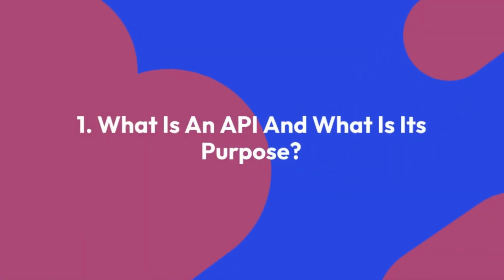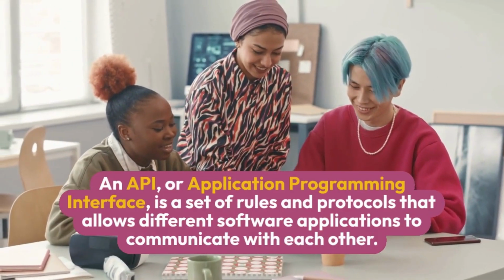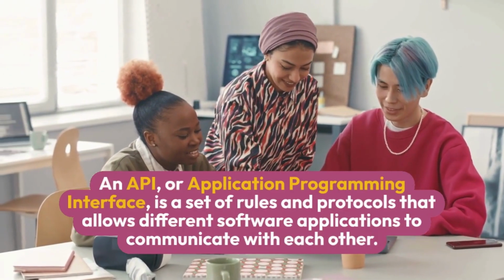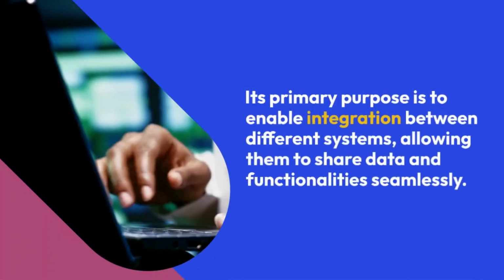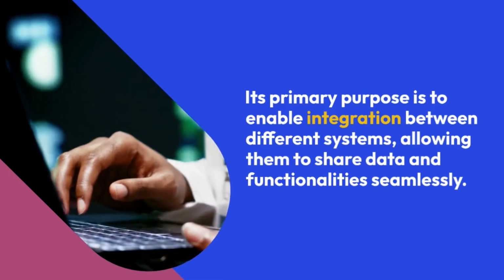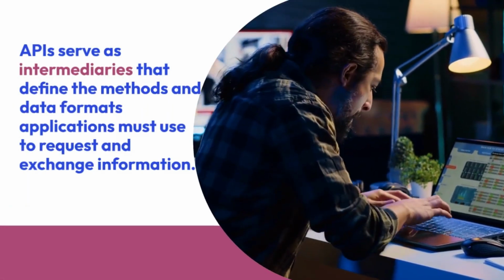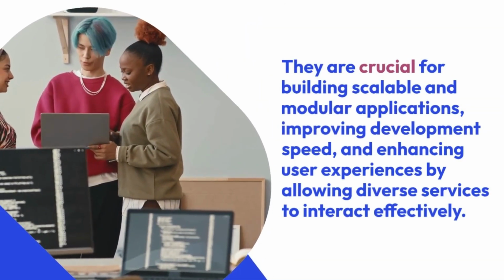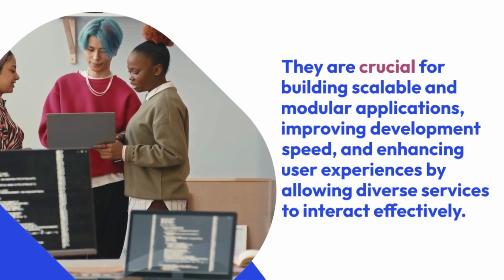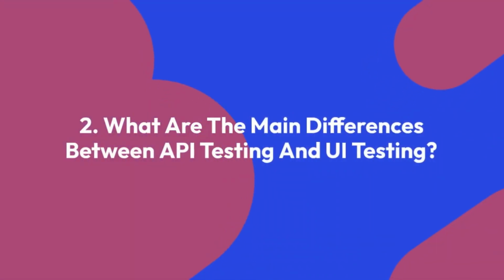1. What is an API and what is its purpose? An API, or Application Programming Interface, is a set of rules and protocols that allows different software applications to communicate with each other. Its primary purpose is to enable integration between different systems, allowing them to share data and functionalities seamlessly. APIs serve as intermediaries that define the methods and data formats applications must use to request and exchange information. They are crucial for building scalable and modular applications, improving development speed, and enhancing user experiences by allowing diverse services to interact effectively.